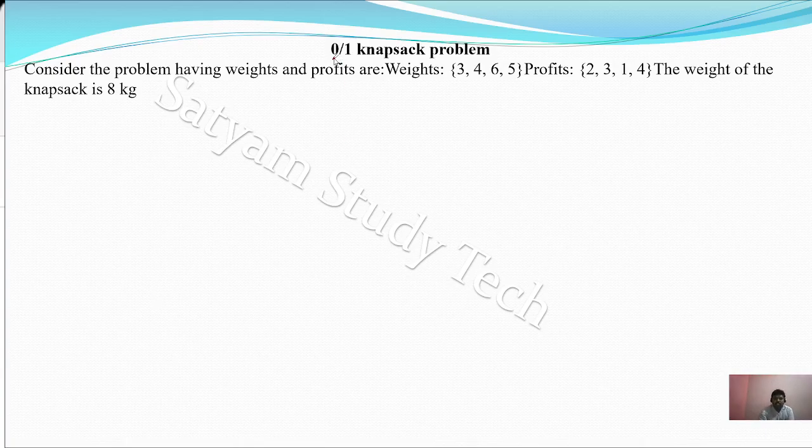Today's topic is the 0-1 knapsack problem using the backtracking approach. This is one of the applications of backtracking. You can use the backtracking approach to solve this 0-1 knapsack problem.